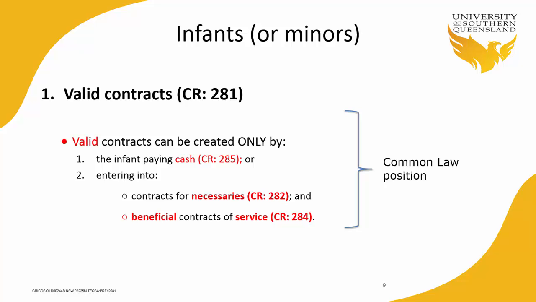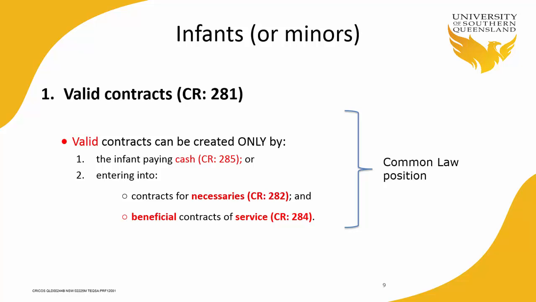Now the general rule, however, in relation to valid contracts says that at common law, a contract made by an infant is valid and enforceable in only two instances. The first one is where you have contracts for necessaries or necessities, and the second is where you have beneficial contracts of service. So if you have either one of these categories, we say that the contract is valid.